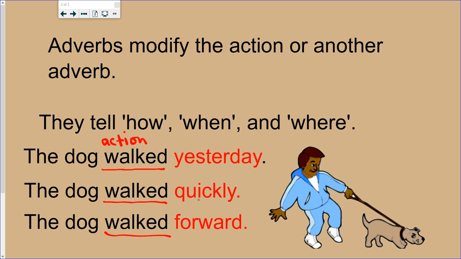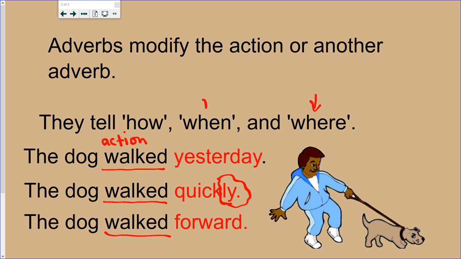He walked quickly. Again, ly is a lot of times one of those key things we look for to find an adverb. A lot of them will end in ly. Quickly, sadly, ferociously, beautifully. All those have that ly ending. And then finally we have another one. The dog walked forward. Where did he walk? He walked forward.